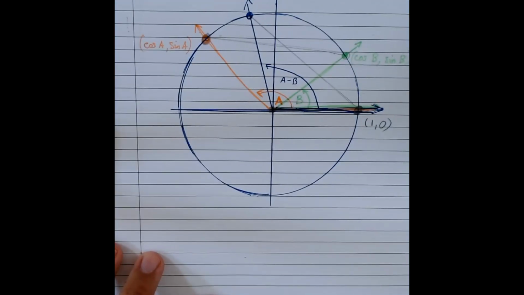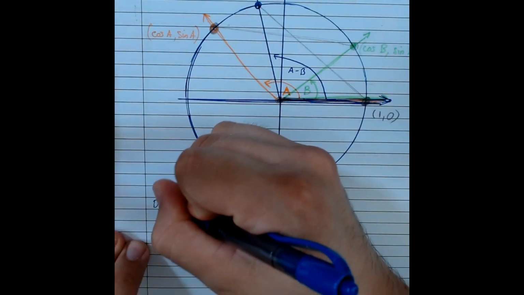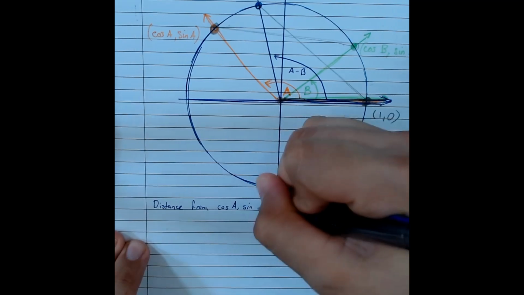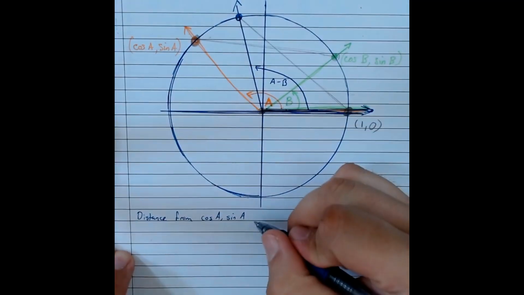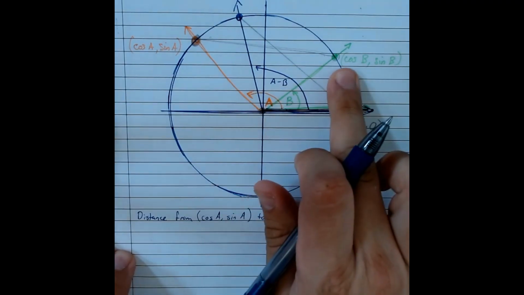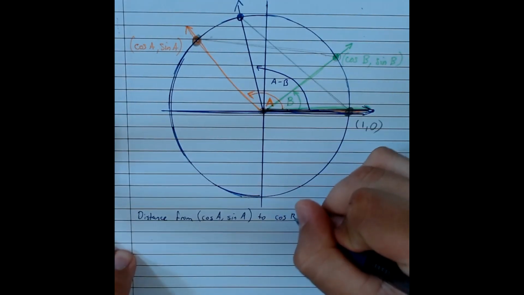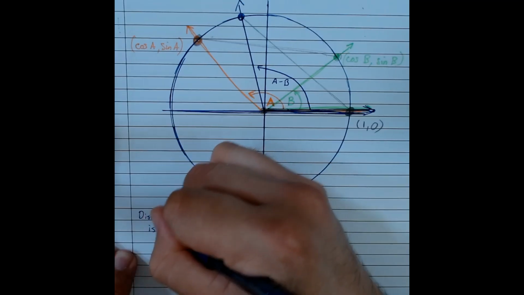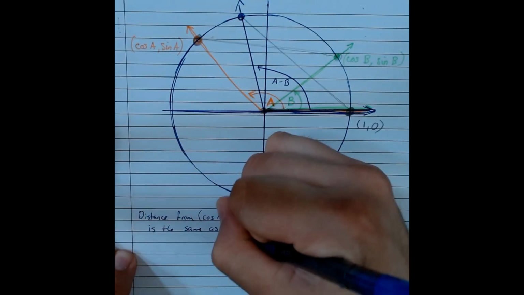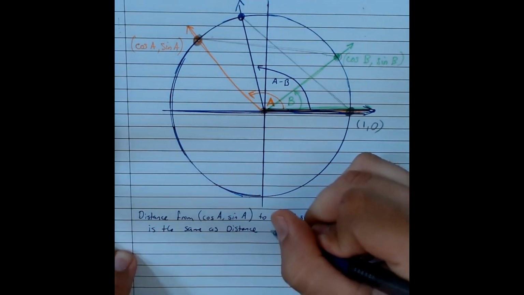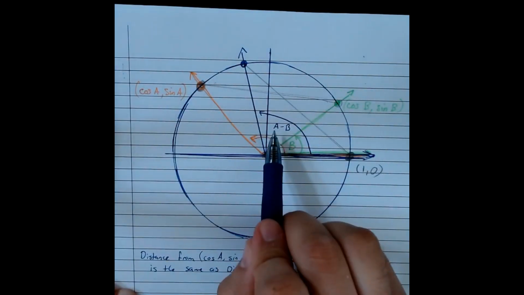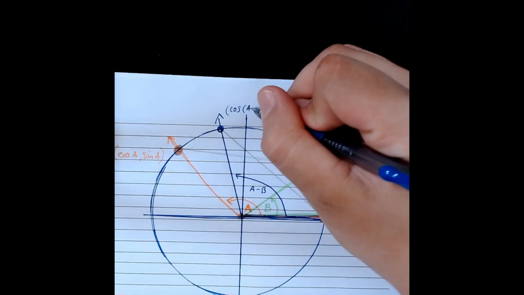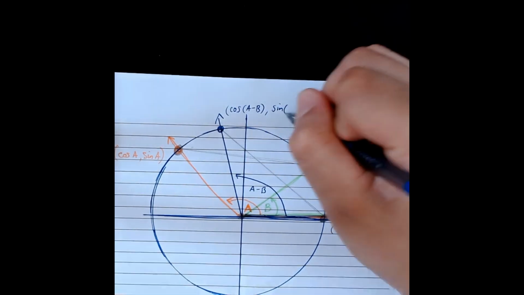Okay, so let me actually state that. Note that the distance from (cosine A, sine A), remember those are just numbers, to (cosine B, sine B) is the same as the distance from, well, remember, that's the angle A minus B. So this is the point cosine of that angle, cosine of A minus B, comma, the sine of that angle, the sine of A minus B.